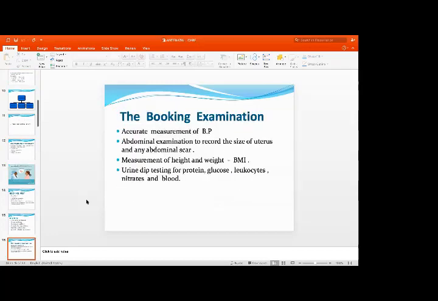So the booking examination includes general physical examination, accurate measurement of the blood pressure, abdominal examination to record the size of the uterus and any scar marks from previous surgery, and measurement of height and weight, with the help of which we will calculate the BMI, that is body mass index. BMI has great significance during pregnancy, because high BMI and very low BMI are associated with certain complications. Urine dipstick testing is done for proteins, glucose, leukocytes, nitrates, and blood.